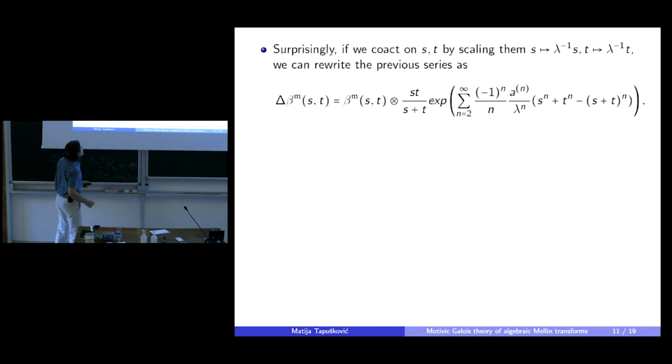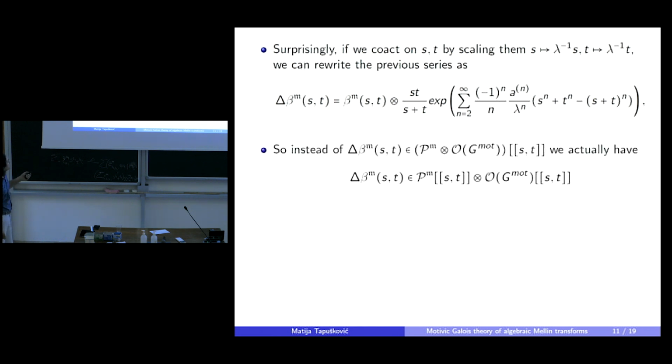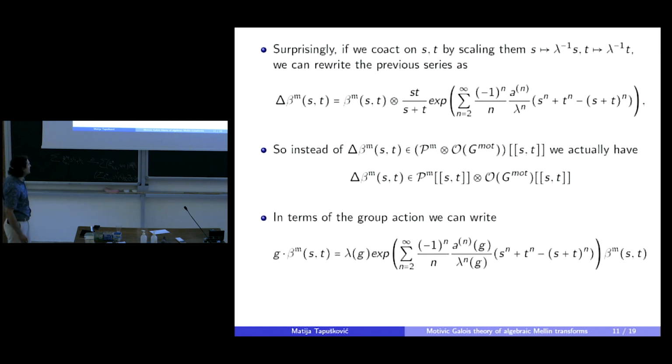Sorry, this is a bit of a mess, but the point is that I can factor that formula like so. So instead of delta of beta motivic being in this ring of power series in S and T with coefficients in this tensor product, we actually have that delta of the beta motivic is in the tensor product of power series with coefficients in just motivic periods, tensored with power series in S and T with coefficients which are functions on the motivic Galois group.